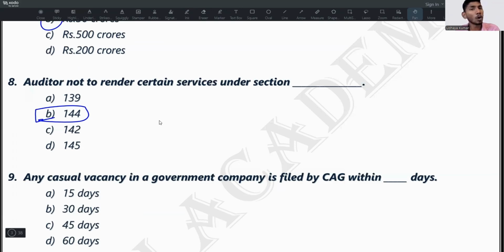First service is accounting and bookkeeping services. Second, internal audit. Third, design and implementation of financial information system. Fourth, actuarial services. Fifth, investment advisory services. Next, investment banking services. And then rendering of outsourced financial services, management services, and any other kind of services that may be prescribed by law. Whereas section 139 is appointment of company auditor, 142 is remuneration of company auditor, and 145 is the audit report being read at the AGM. So the right answer is B, section 144.